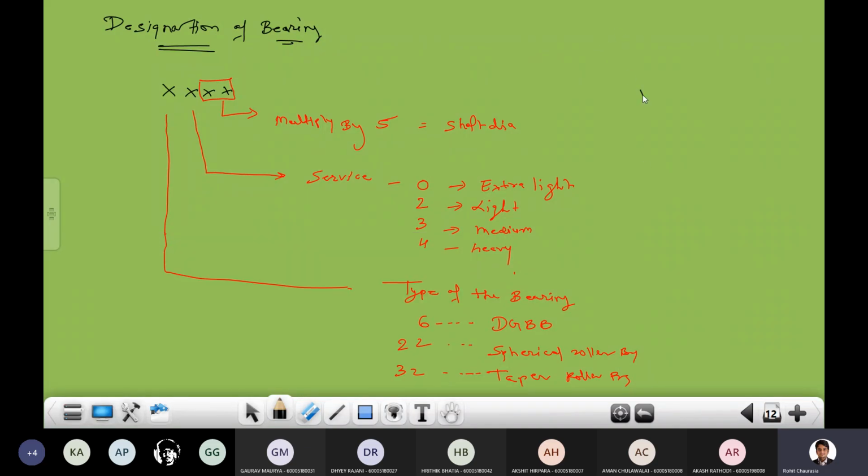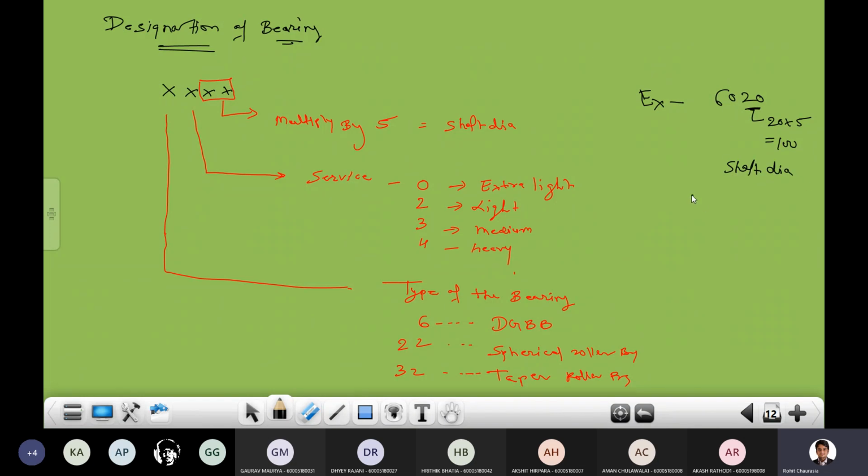Suppose the example is 6020. This bearing number is given. So how can we find out the details? If I multiply these 2 digits, 20, with 5, that is 20 into 5, which means 100. This 100 is the shaft diameter.